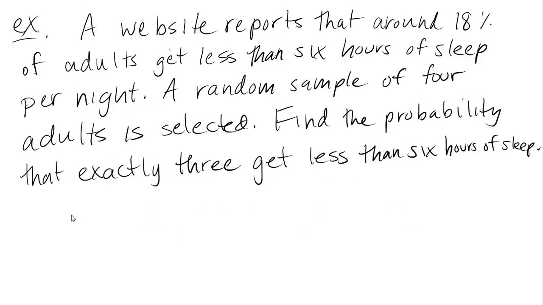Here's a fresh example. A website reports that around 18% of adults get less than 6 hours of sleep per night. A random sample of 4 adults is selected. Find the probability that exactly 3 get less than 6 hours of sleep.